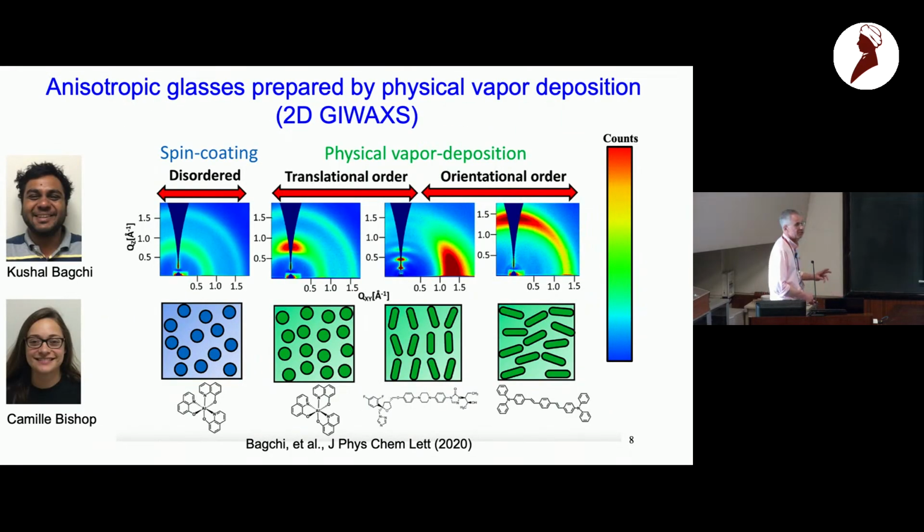Okay, so let me just start out with an overview of the kinds of anisotropic glasses that can occur. So this is sort of a picture gallery, and this is from the work of Kushal and Camille. So let's start with this molecule here, which is ALQ3, which is an organic semiconductor. Actually, in 3 dimensions, it looks pretty close to a sphere, so we're going to think about it like a sphere. If you spin coat that from a solvent, you get an isotropic material. You can see that here, a lot like a liquid-cooled glass. On the other hand, when you vapor deposit the same molecule, you get this scattering pattern.